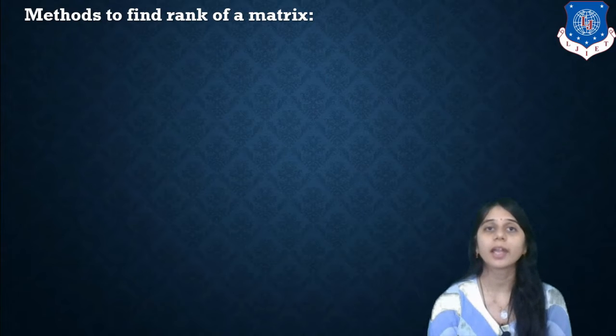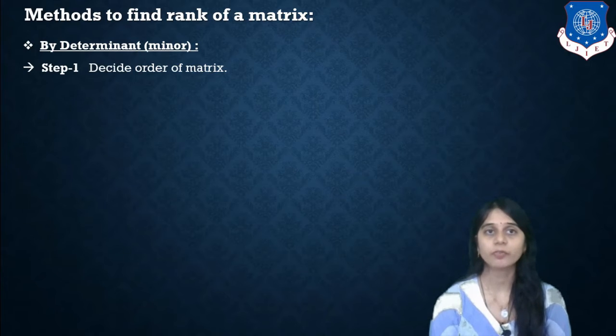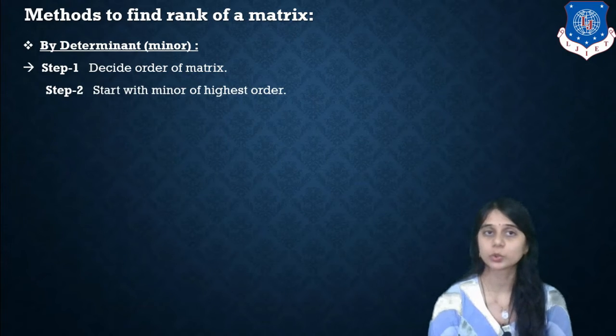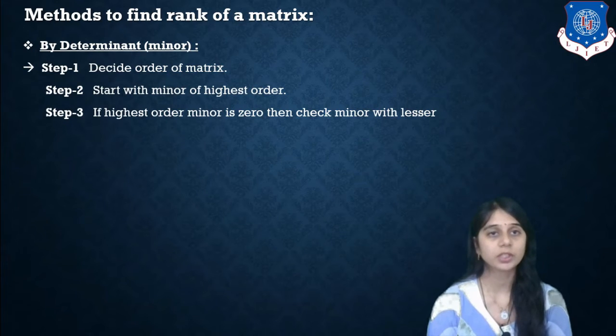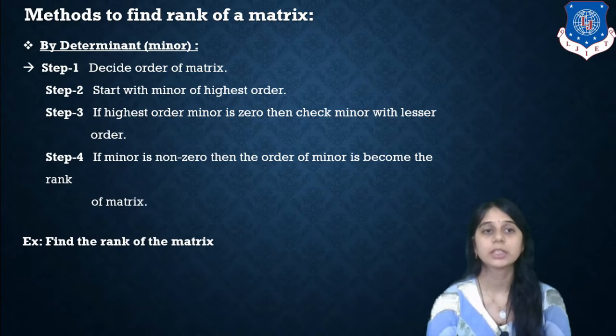Method to find the rank of a matrix. First, by determinant, that is minor. Step 1: decide the order of the matrix. Step 2: start with the minor of highest order. Step 3: if the highest order minor is 0, then check minors with lesser order. And step 4: if a minor is non-zero, then the order of that minor becomes the rank of the matrix.